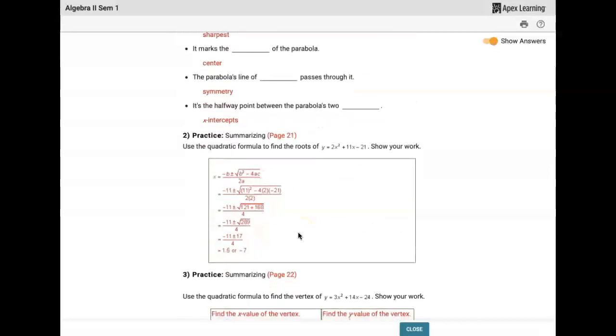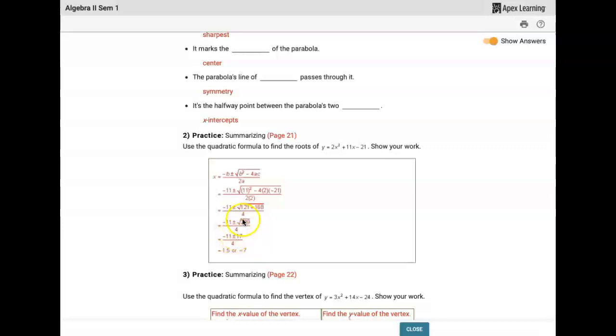Now, here, use the quadratic formula to find the roots of this equation. First off, we've got to make sure that this is in standard form. So I can change that to a 0, and then we're good to go. I use my quadratic formula, x equals negative b plus or minus the square root of b squared minus 4ac, all over 2a. I can then plug in my values knowing that a is 2, b is 11, and c is negative 21. I plug in and then I solve. And I'm going to have a positive version and a negative version.